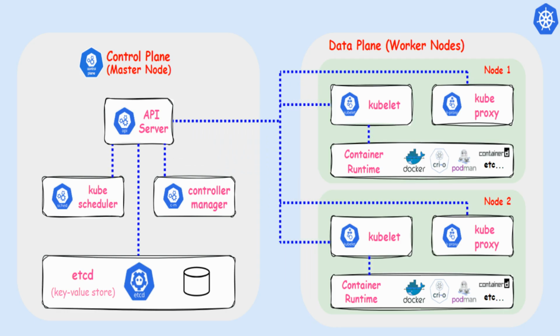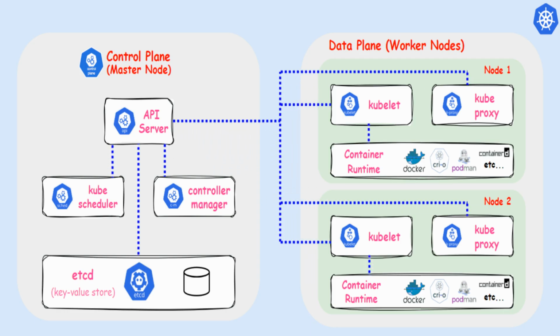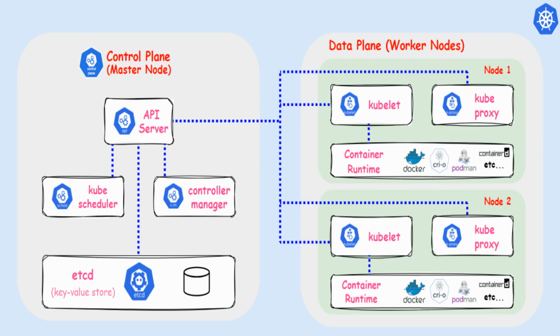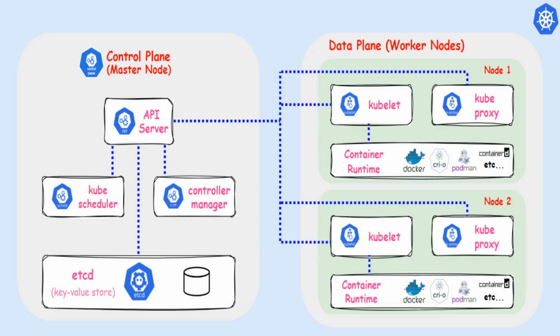And what about replica sets and services? How do they fit into this? Yeah, so a replica set is sort of the underlying mechanism that deployments use to maintain that desired number of pod replicas. It's a bit lower level, but deployments build on top of them.